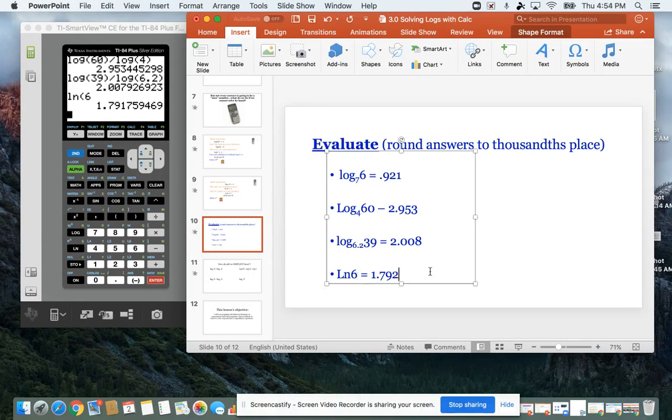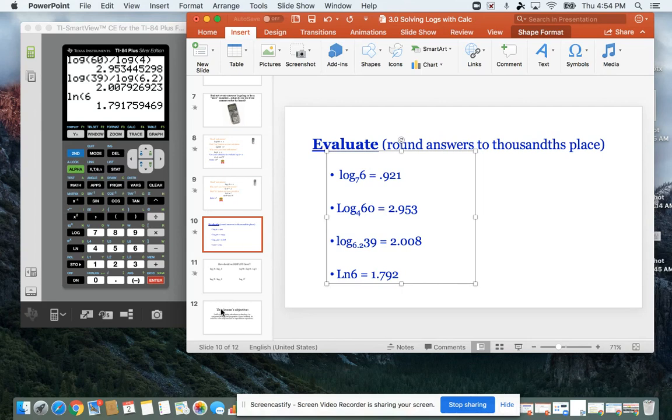Right, so if I do e to the power of 1.792, I should get 6. If I do 6.2 to the power of 2.008, I should get about 39. If I do 4 to the power of 2.953, I should get about 60. If I do 7 to the power of 0.921, I should get 6. Oh, that makes sense. I'm raising it to an exponent that's smaller than 1, and it's getting smaller. That makes so much sense.